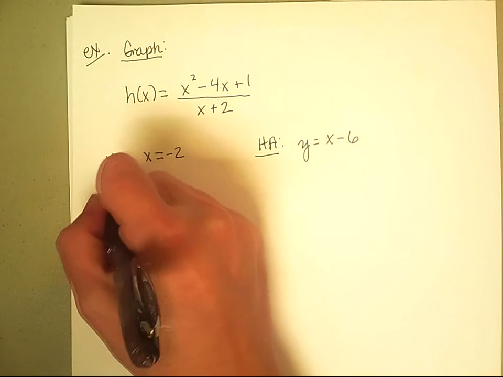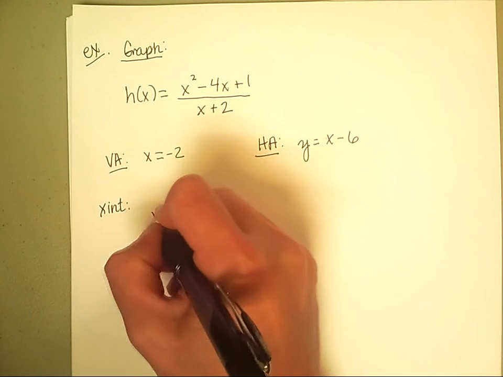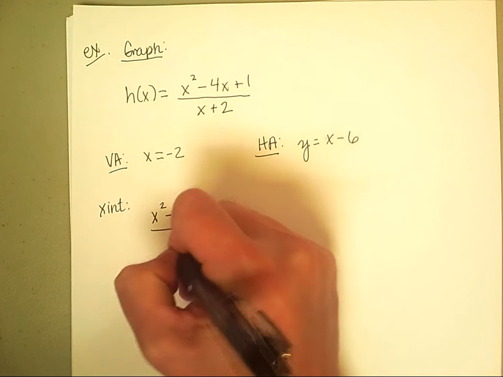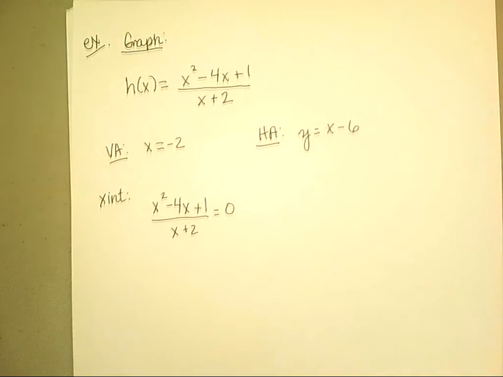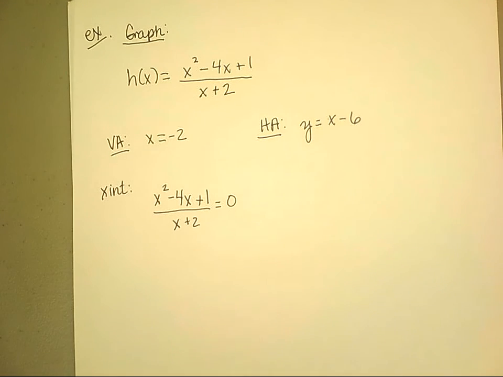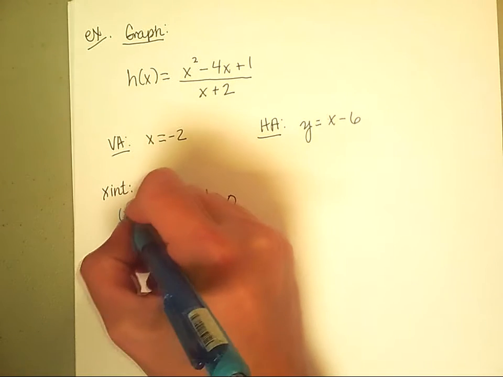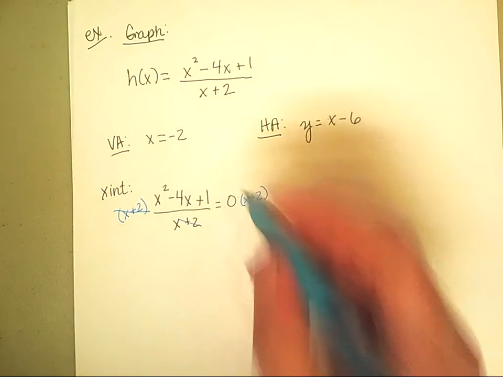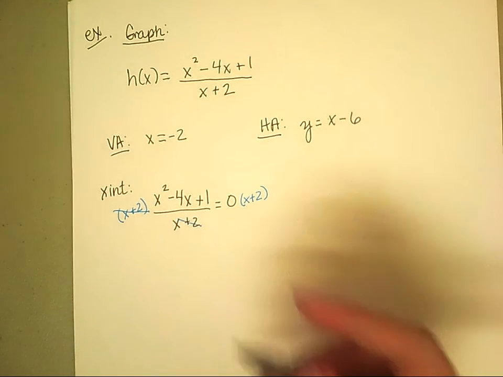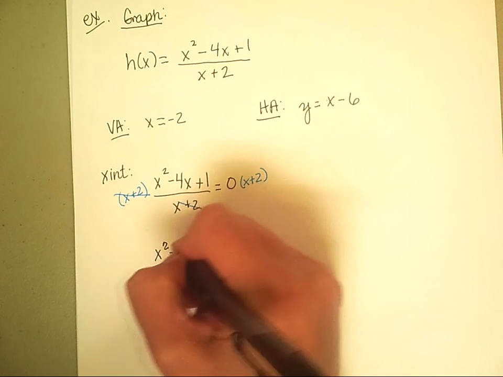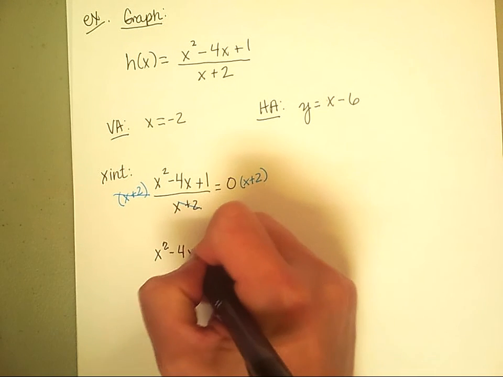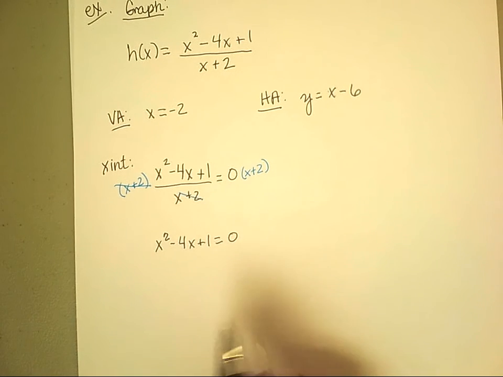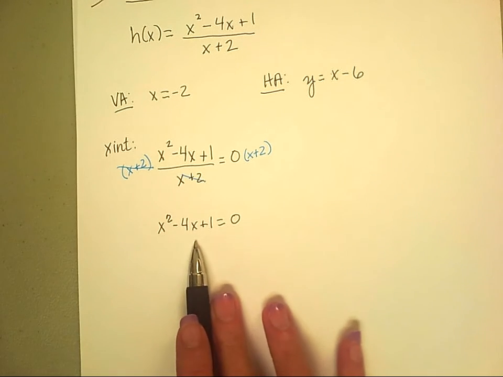Now we need to know the x-intercept. Okay. So that is, we have to set this function equal to 0 and solve it. Okay. So I want this x plus 2 out of the denominator, so I'll multiply through on both sides by x plus 2. So this will cancel. Okay. Leaving x squared minus 4x plus 1 equals 0. Okay. Now we have to solve this.